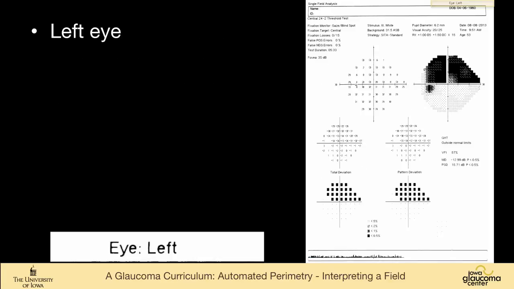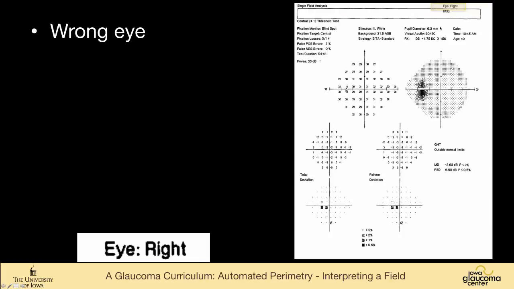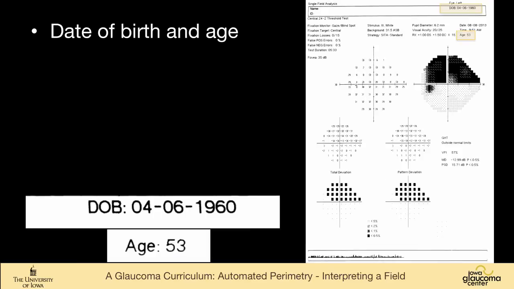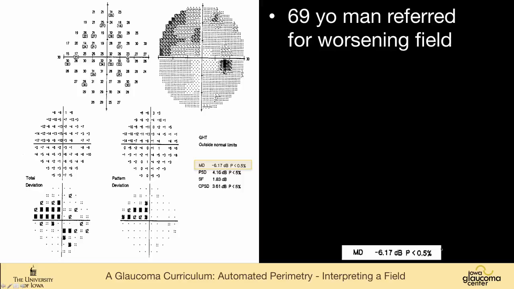Well, let's take a few parts of this field. Upper right, it tells you that this is the left eye, but sometimes the perimetrist does the wrong eye, hopefully rarely. So this says that it's a right eye. The blind spot should be here. But in fact, the blind spot's on the other side, so the wrong eye was tested. Up in the upper right also tells you the patient's birth date, calculates their age, so this 53-year-old patient. Sometimes those numbers are entered wrong.